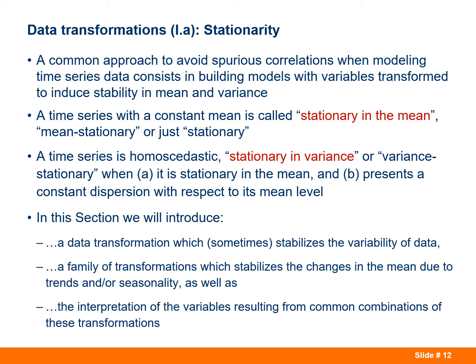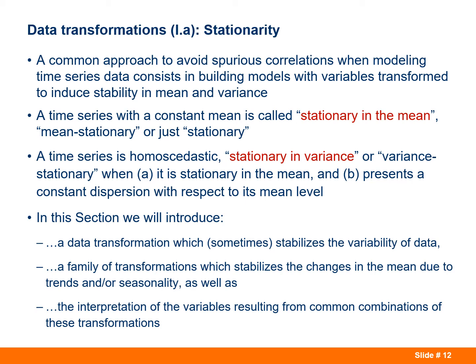On the other hand, a time series is homoscedastic, stationary in variance, or variance stationary, when it is stationary in the mean and presents a constant dispersion with respect to the mean level. Note that if the mean is not stable, the variance is not defined, as the variance is the average of squared deviations from the mean.